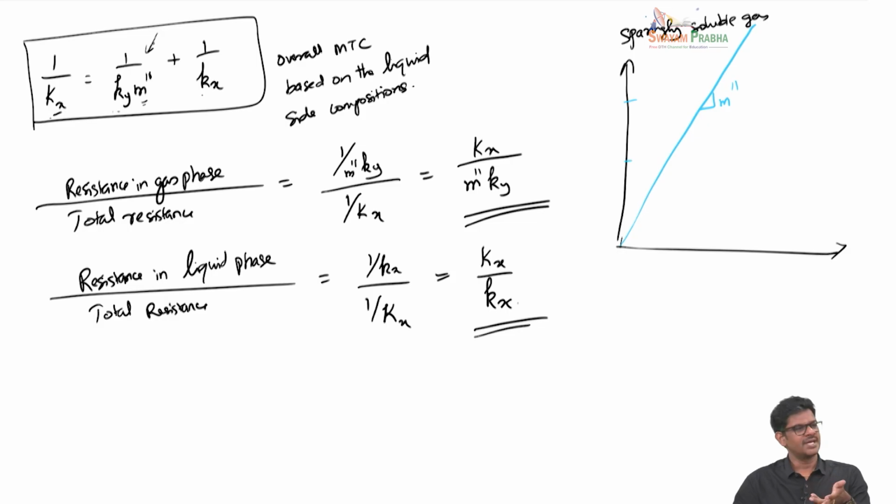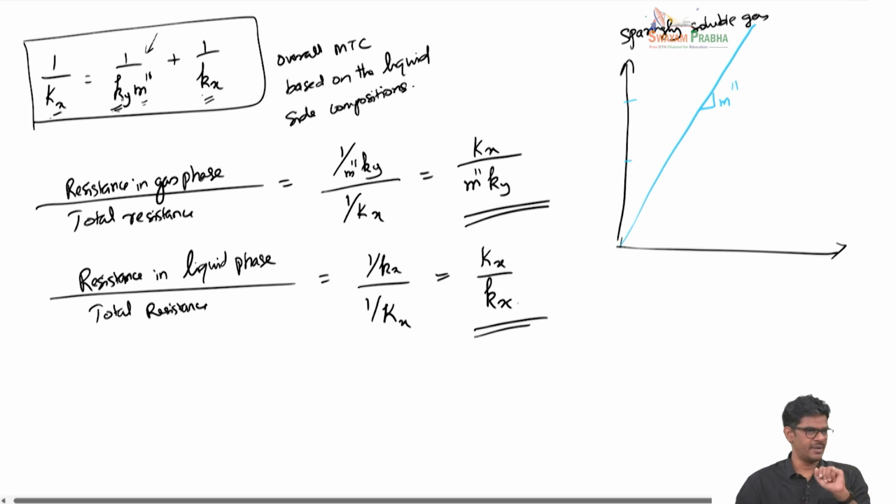When I do this analysis about the slope being very high or low, that means whether it's sparingly soluble or highly soluble, I am also making an assumption that the kx and ky are of the same order of magnitude. But kx and ky can vary drastically depending upon the mass transfer equipment you have and the different kinds of flow conditions you have. They may be of the same magnitude or they can widely vary also. The analysis about m prime being small or large is with an assumption that kx and ky are of similar magnitude, then I can drop one of the terms and focus on the other term.